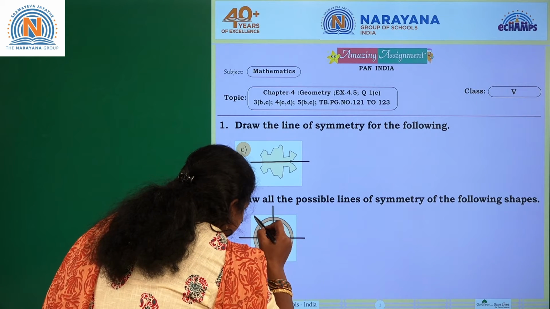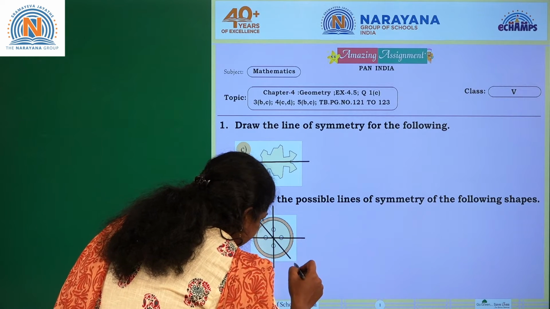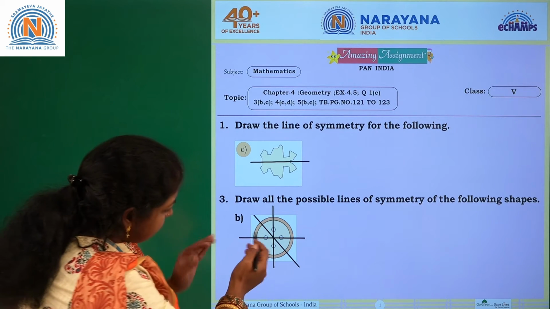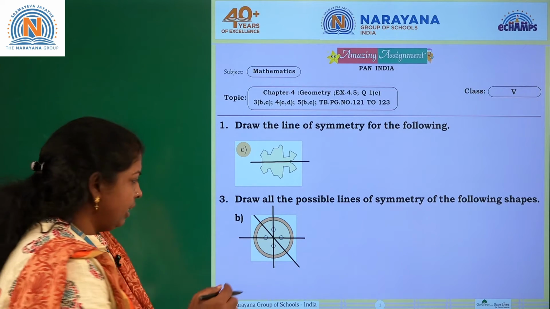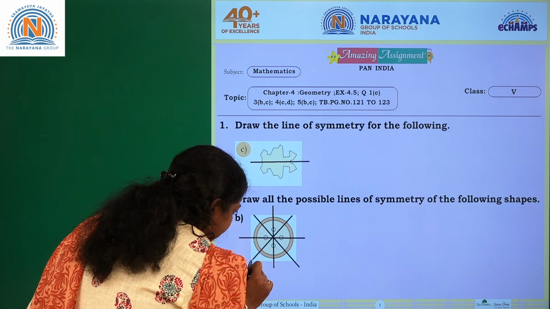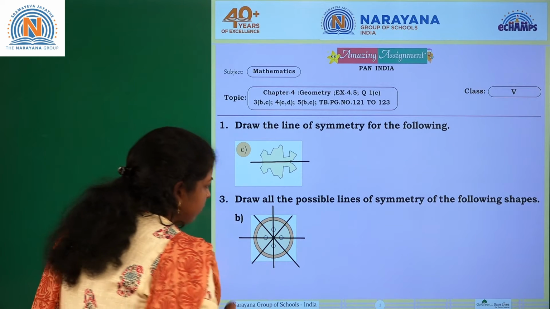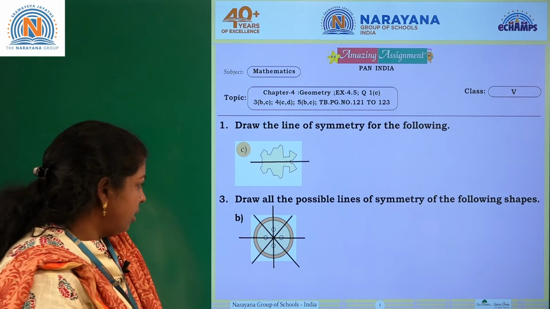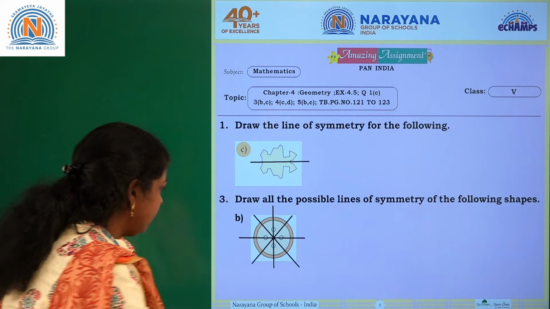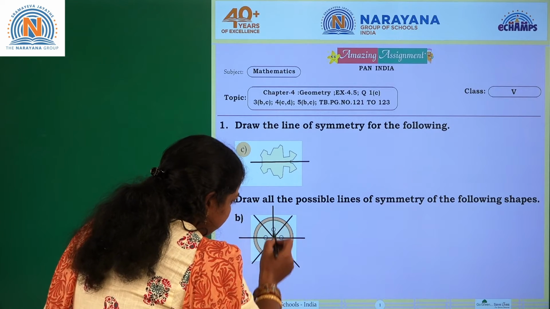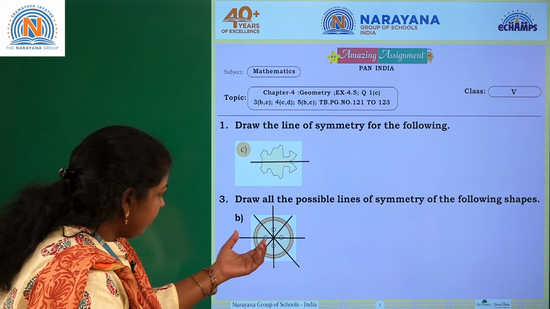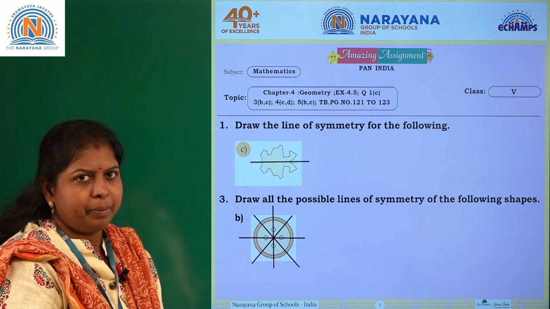And if I divide the picture in the diagonal position, then also if you observe, this side and this side look the same. And one more line I can draw in another diagonal position, like this. Observe the number of lines of symmetry. See, here one horizontal line, one vertical line, one diagonal line, and one more diagonal line. These are the possible lines of symmetry for the given picture.